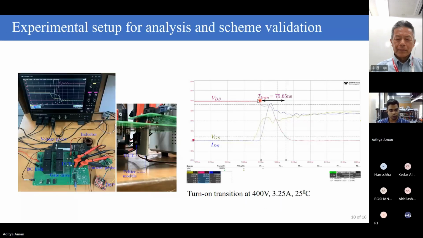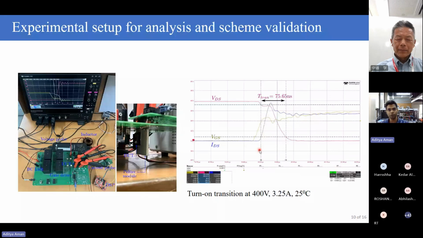So once we had deduced how to figure out the value of Rg, for both the turn on and the turn off scenarios, we then developed an experimental setup to test our developed theory. So we have constructed here a double pulse test network, and we are varying the junction temperature of the device using a Peltier module. Shown here is the experimental plot of the turn-on transition at 400 volt, 3.25 amperes, and 25 degrees Celsius. Now we ran this particular experiment for different devices under different conditions, and we will be discussing the same in subsequent slides.